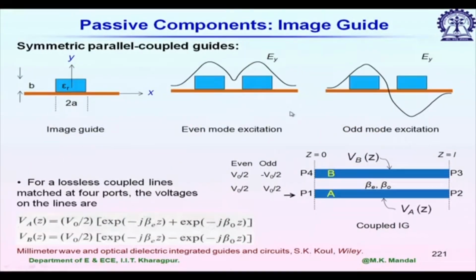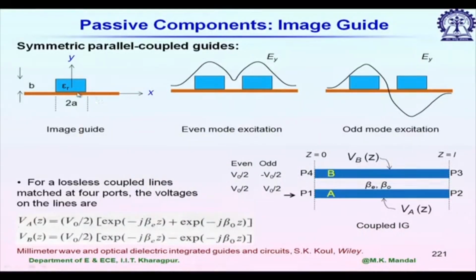Next we will go to the coupler. We can design couplers in microstrip line technology as well as using any other waveguiding system like rectangular waveguide or image guide. In all the guiding systems we can design couplers. Let me give the first example in image guide, where we will consider two coupled image guides. They are parallel to each other as shown in this figure.